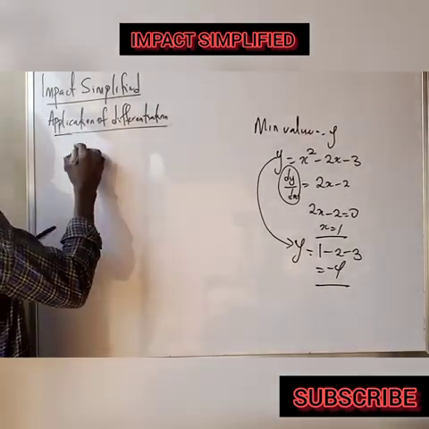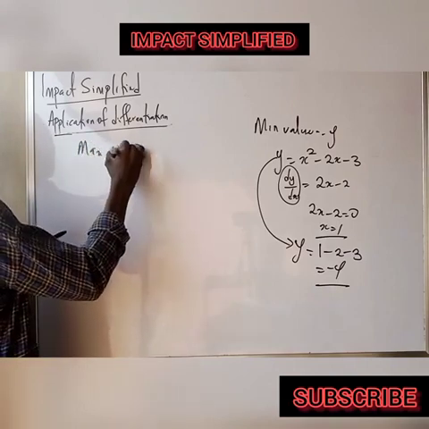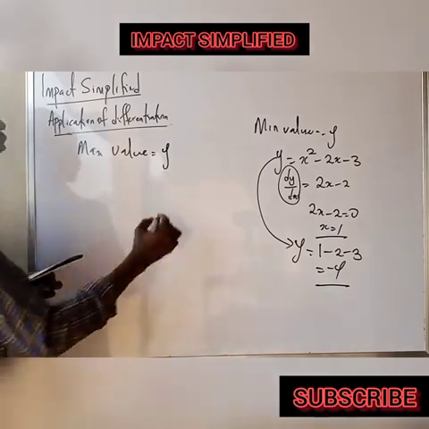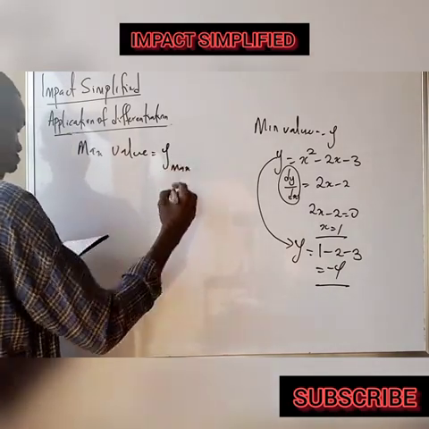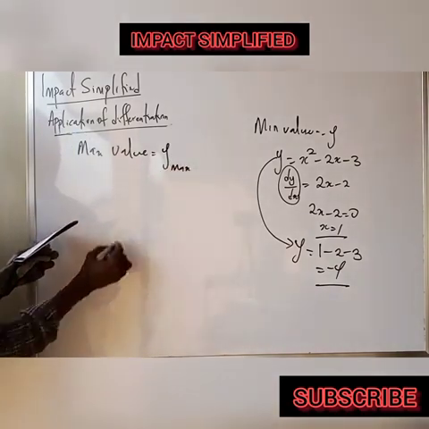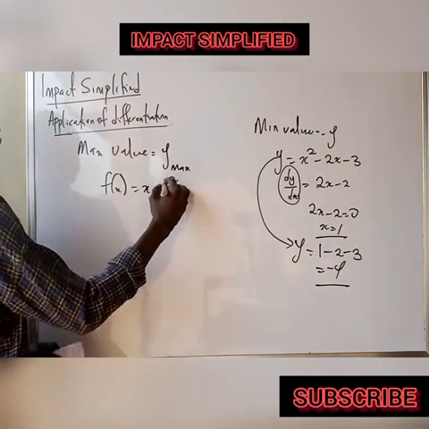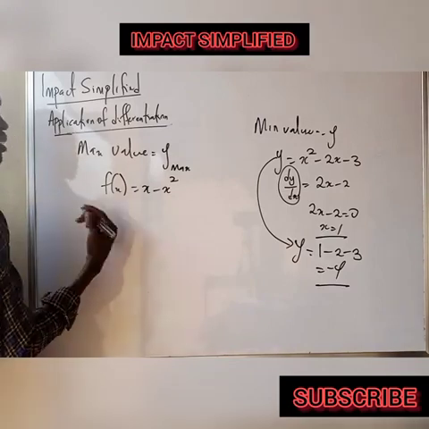They say find the maximum value. Now the maximum value is the nature of y. So that means we are looking for what? The y maximum of the function. They said f of x is equal to x minus x squared. It's still the same thing. So how will you solve?